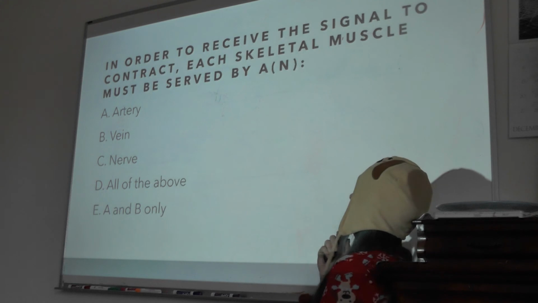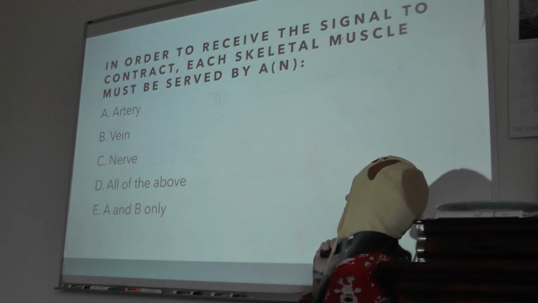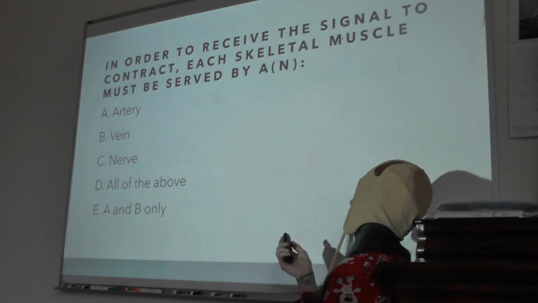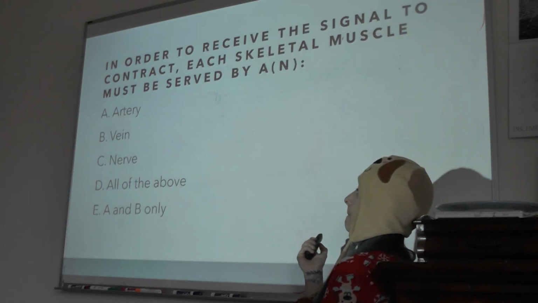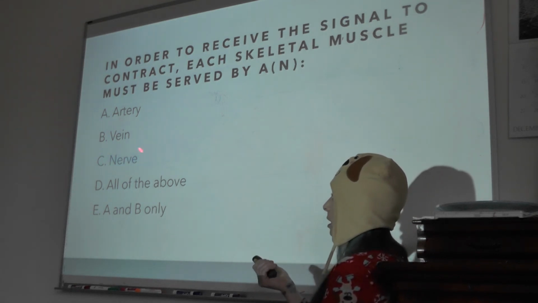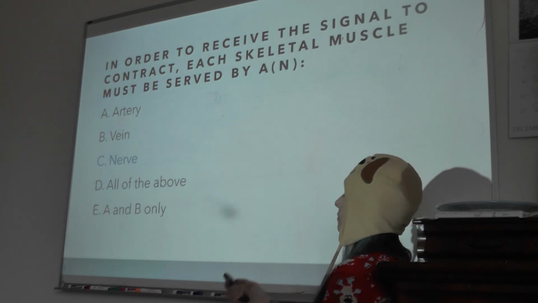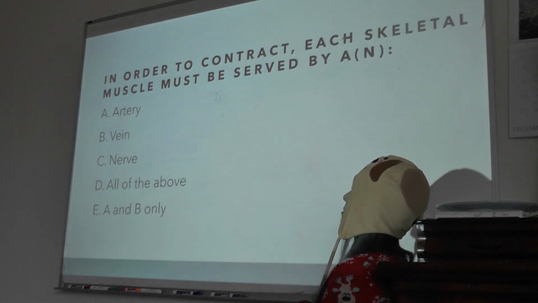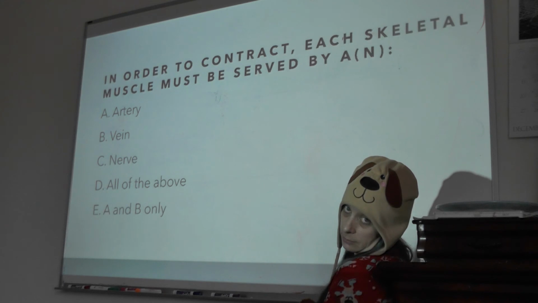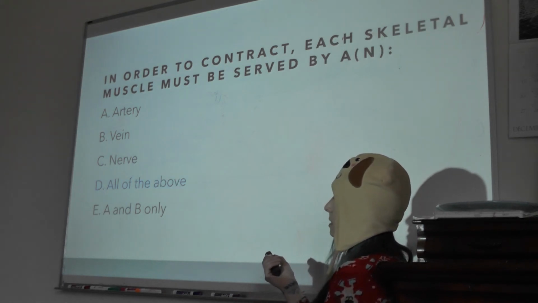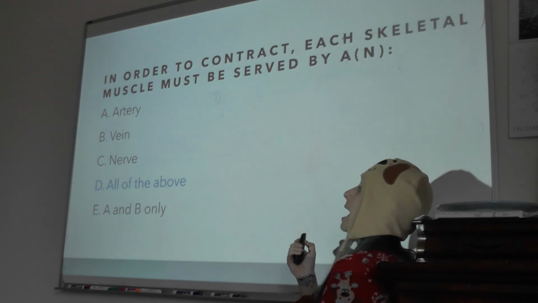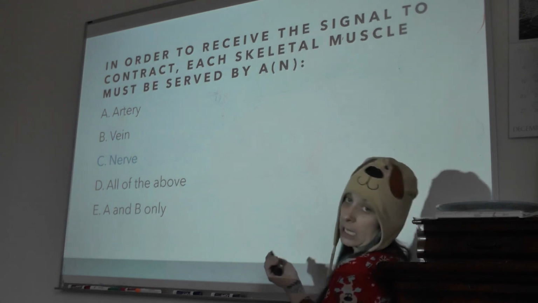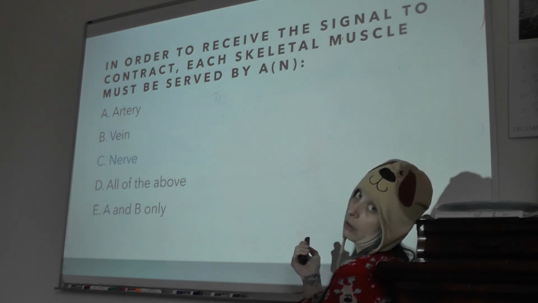Okay. In order to receive the signal to contract, each skeletal muscle must be served by A, artery, B, vein, C, nerve, D, all of the above, E, A and B only. The answer is nerve. You might be like, yeah, but I chose all of the above because we need all of the above. Okay, here's another question. In order to contract, each muscle must be served by... all of the above. So see the difference in the question? Yes, in order to contract, a muscle has to have everything. In order to receive the signal to contract, the signal's coming from a nerve, okay? From a neuron or a nerve, okay? All right.